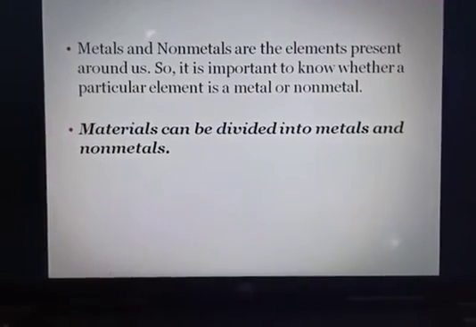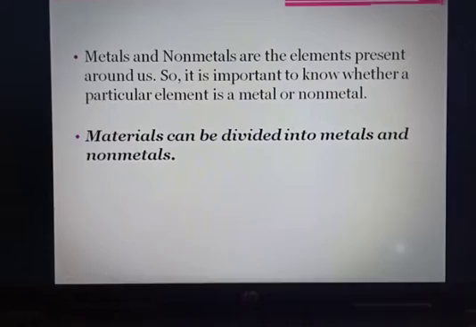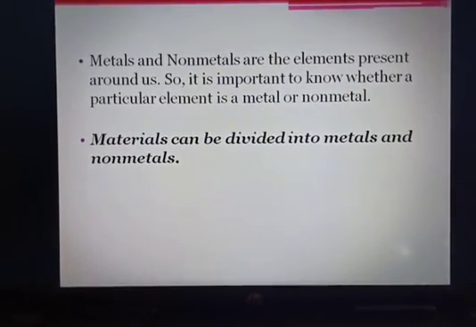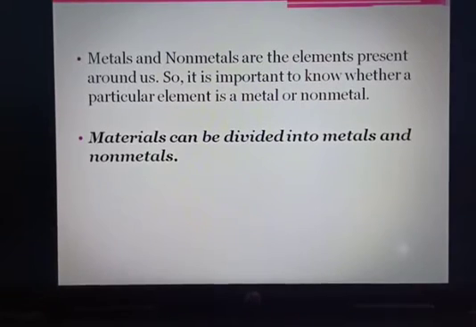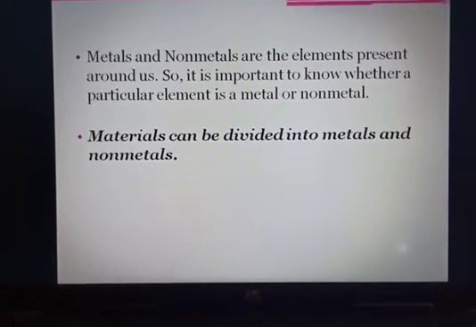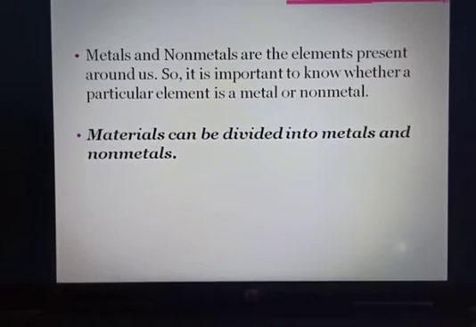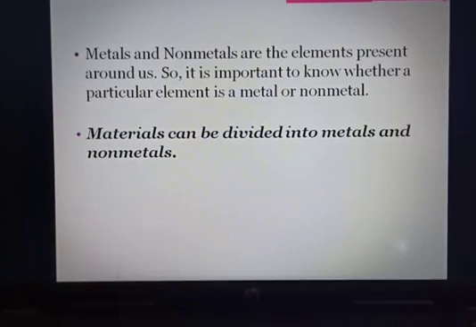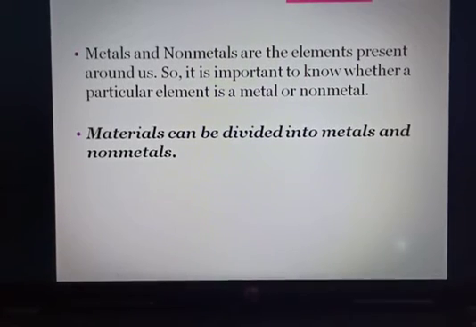Say for example, if we talk about a table or aluminium, or wood, anything. So it is actually what? It's made up of what? It is of metals or non-metals. Or say for example, if we talk about the phone or the laptop in which you are seeing this video, it is also made up of either metal or non-metal. So first of all, we will see what is the location of these metals in the periodic table.